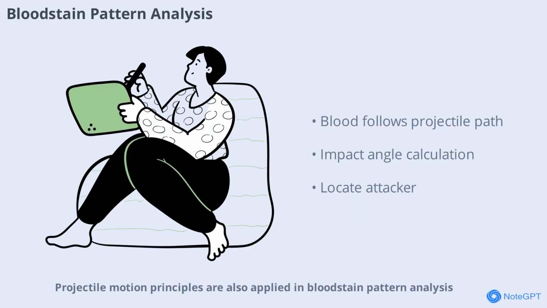Projectile motion principles are also applied in bloodstain pattern analysis. When blood droplets are projected, they follow predictable paths. By calculating the impact angle and velocity, forensic experts can determine the location of the attacker and reconstruct the sequence of events. This technique is invaluable for solving violent crimes.